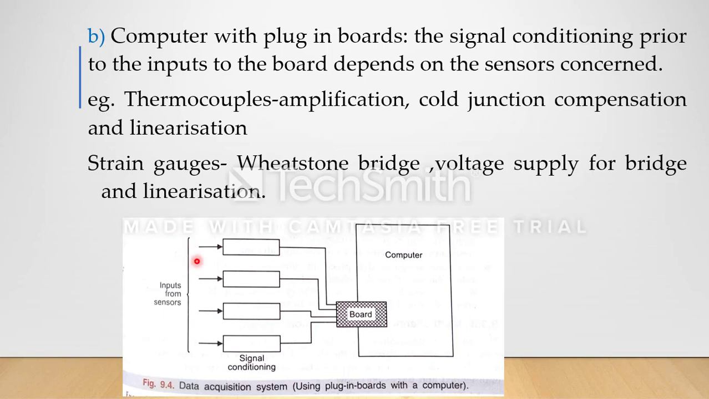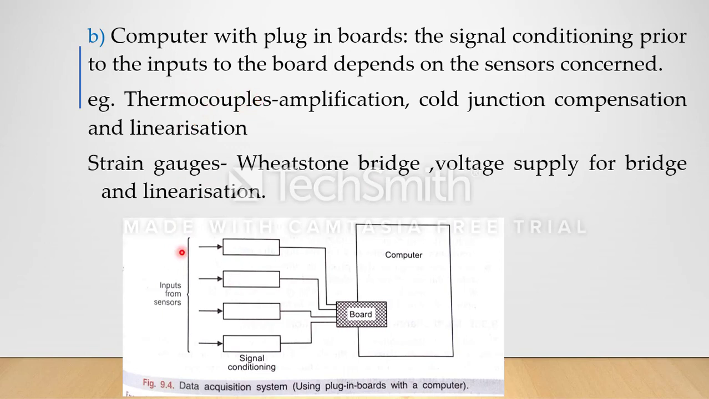Now say if you are using a strain gauge, we need to have a Wheatstone bridge, because the strain gauge is a passive element, a passive sensor. We need to also give a voltage supply to the sensor, and we need to check the linearization, that is, whether the output we are getting is similar to the input, that is, the strain gauge varying linearly with the input. So that we need to check. So these are the different circuitries which are required if you are using a strain gauge.